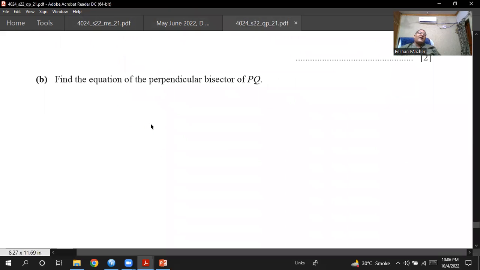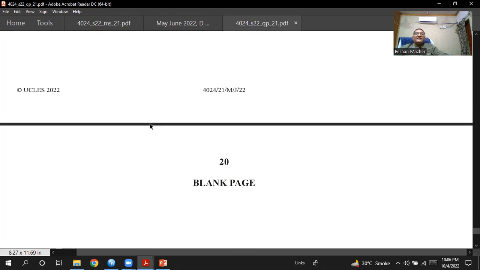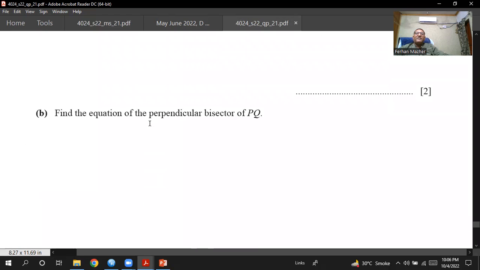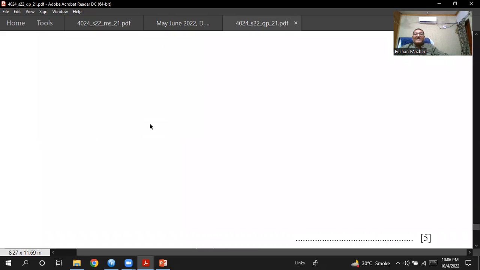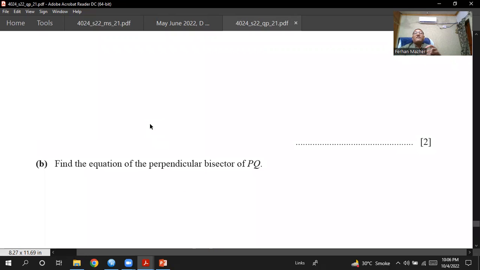The next question is: find the equation of the perpendicular bisector of the PQ. The question is of 5 marks. So it's a 5 marks question. First of all, I will find the midpoint. Then I will find the gradient of the PQ. Then I will find the gradient of the perpendicular to the PQ.